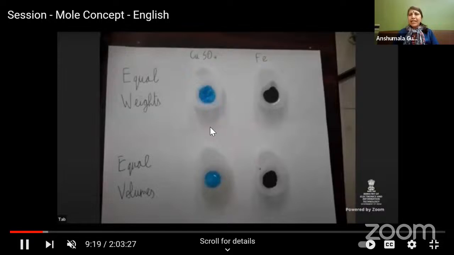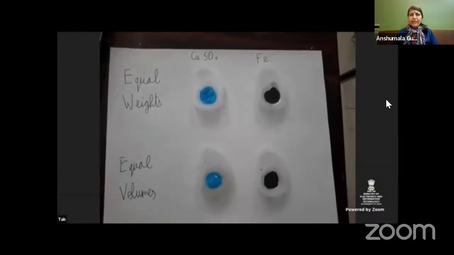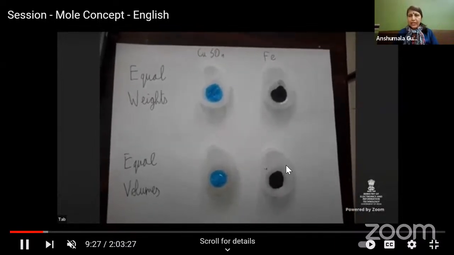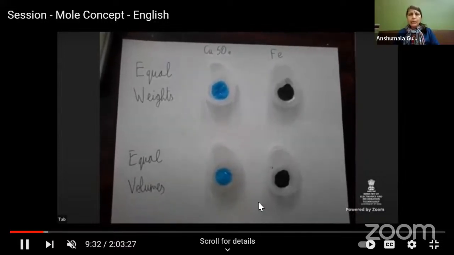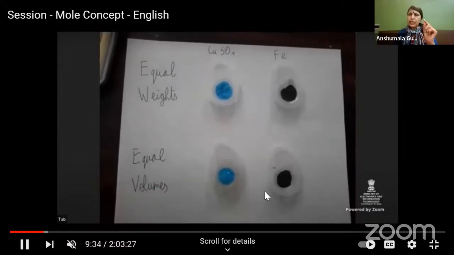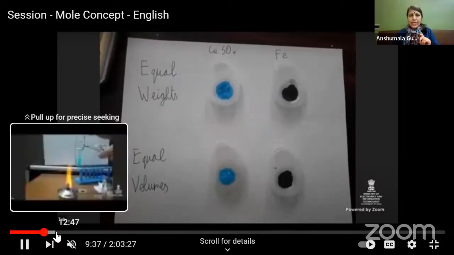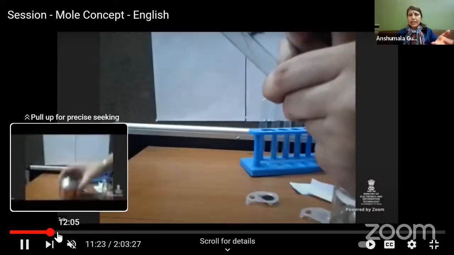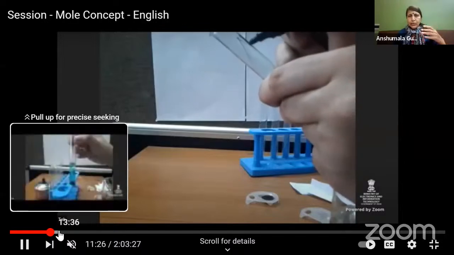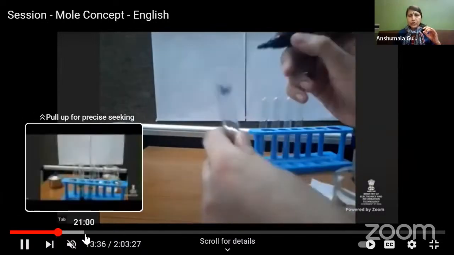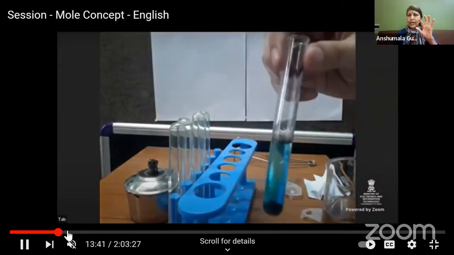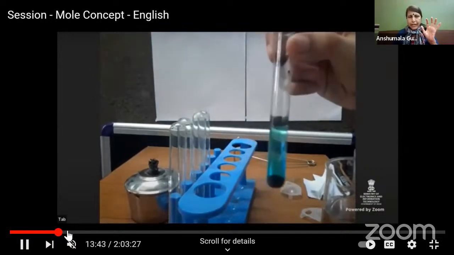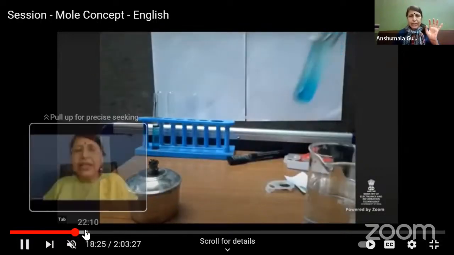See here, we have taken this, we did in a webinar. We have taken equal weights of copper sulfate and iron powder, measured properly. So for equal weights, we took a gram of each, and for equal volumes, we took a small spatula of each. My colleague did this experiment. We dissolved it, and had to heat it a little also. On these test tubes, we wrote V for equal volumes and W for equal weights. Then we will show you the results.